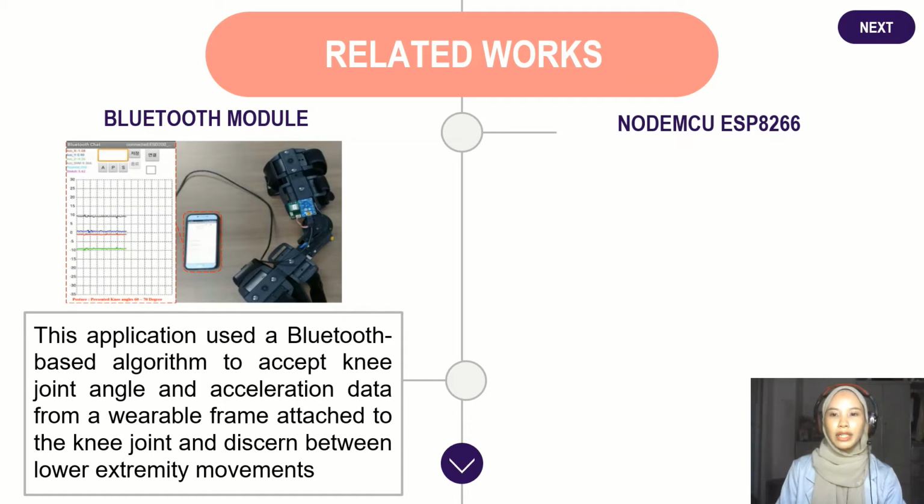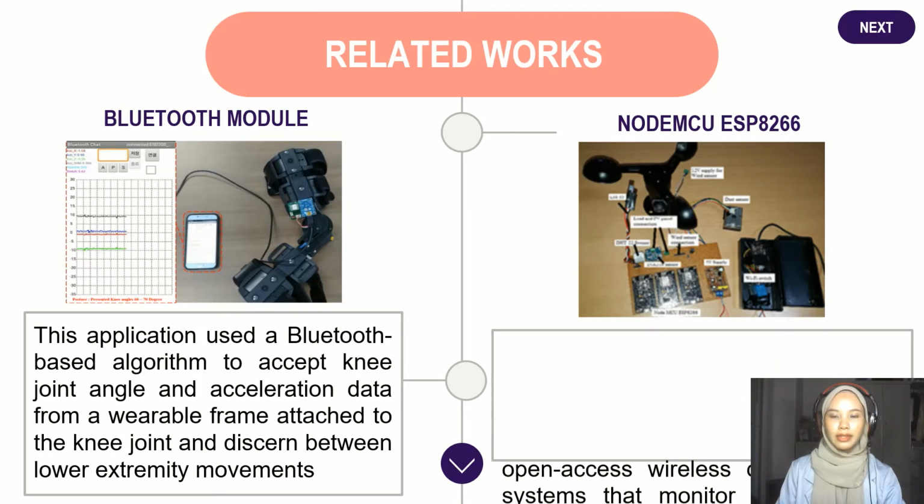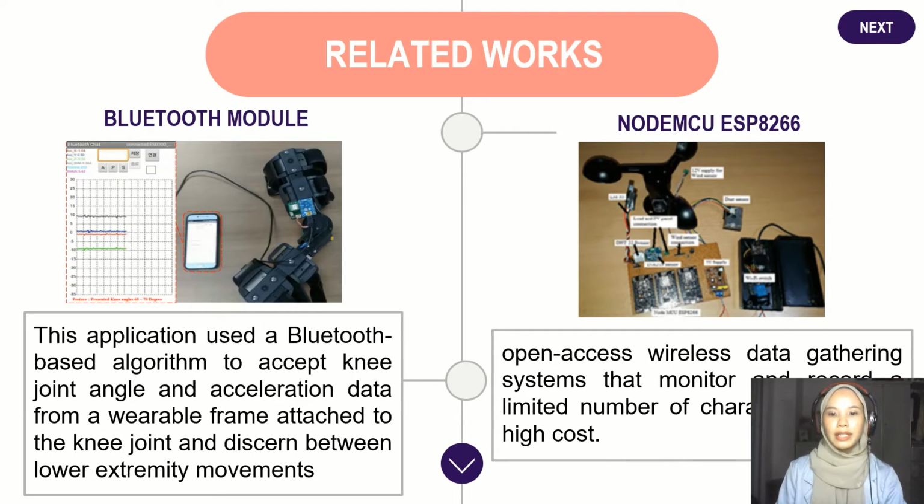Number 2 is about the NodeMCU ESP8266, which is an open access wireless data gathering system that can monitor and record a limited number of characters. This problem can be solved by implementing the proposed Internet of Things, IoT, data collection system. The data collection method presented is based on open source software and a cloud service. The proposed data collection system is adequate, dependable, cost-effective, and suited for harsh-door situations for monitoring and obtaining operational information.